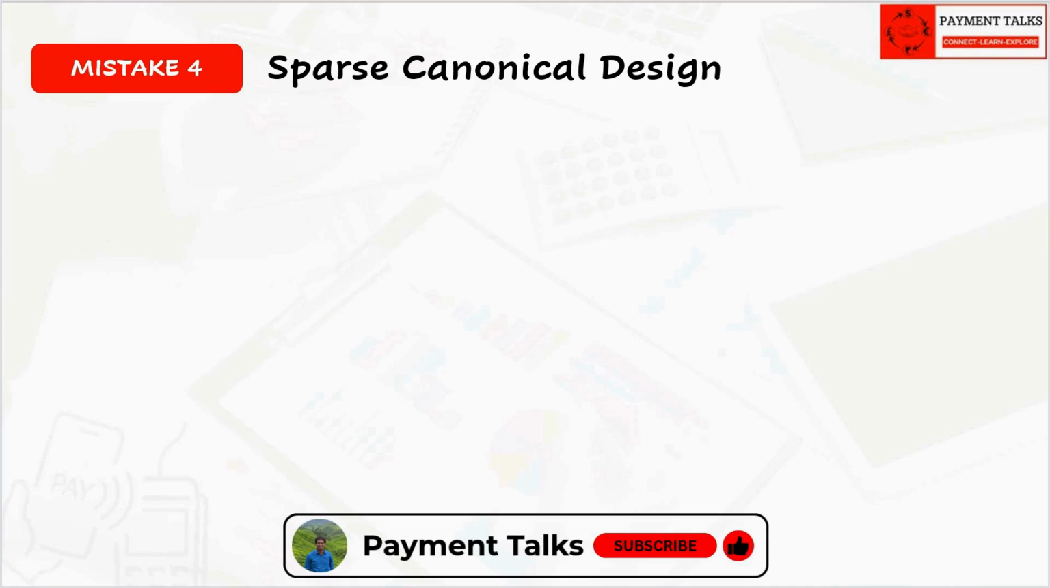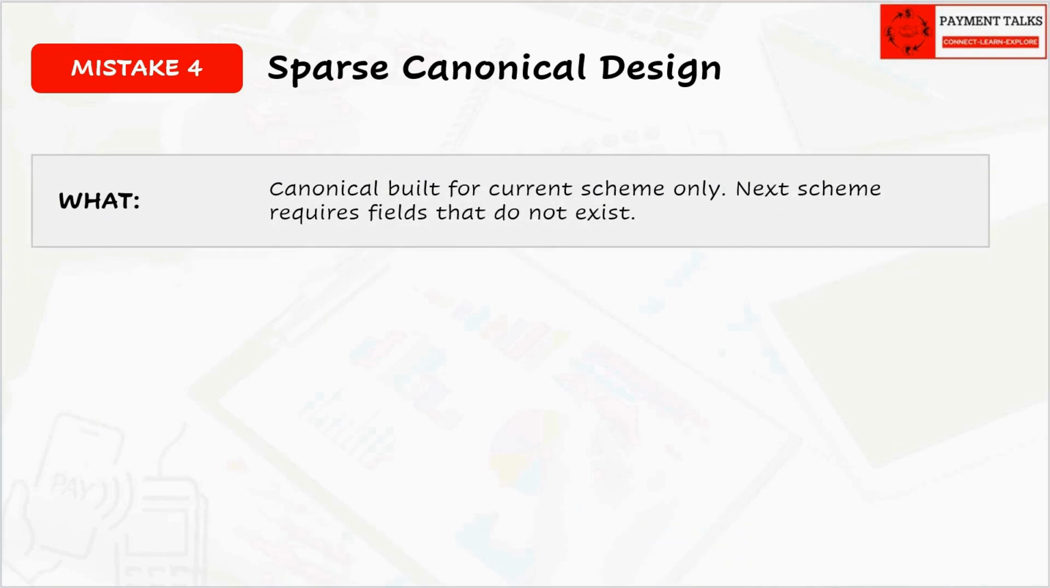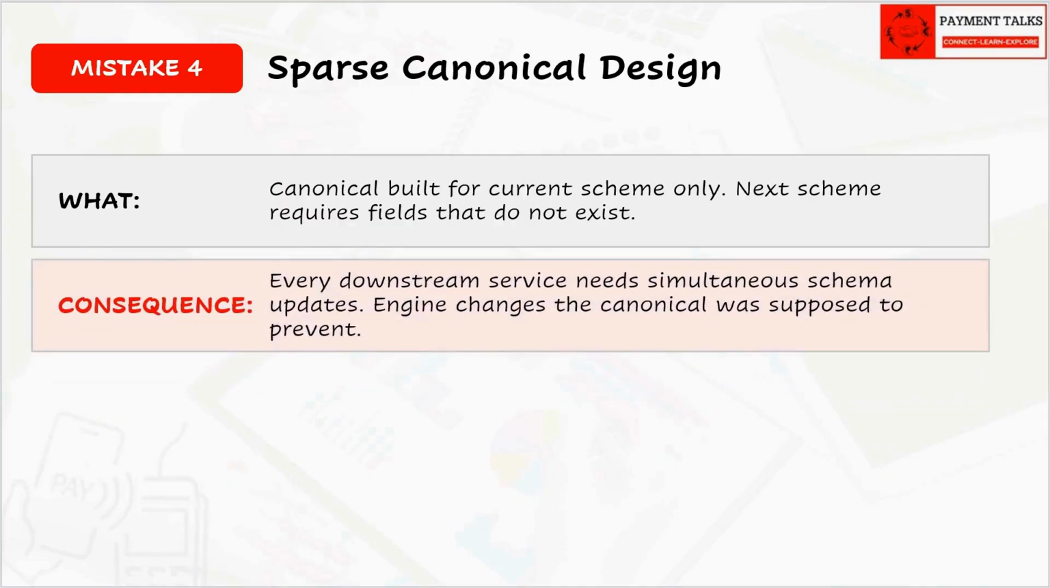Mistake 4. Sparse canonical design. What happens? The team builds the canonical to handle CBPR+ cross border payments only. It has exactly the fields CBPR+ needs today. Nothing more. It ships and it works well. The consequence, 6 months later, the business wants to add SEPA SCT.